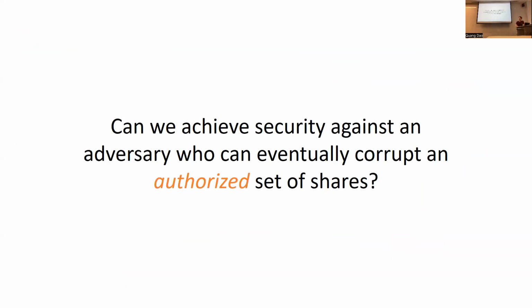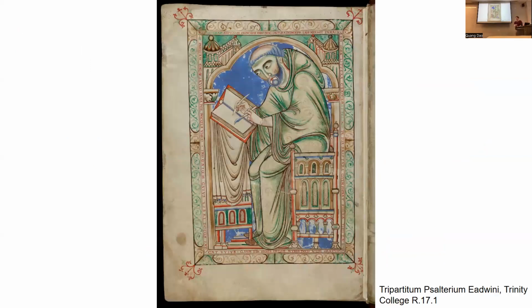So the question that we study in this work is whether or not we can protect against adversaries who eventually corrupt an authorized set of shares. If they corrupt an authorized set of shares, then if you use normal secret sharing, they should just be able to reconstruct the secret. Classically, there's nothing we can do. If you get a secret, you can just copy it like this guy is copying an old book.